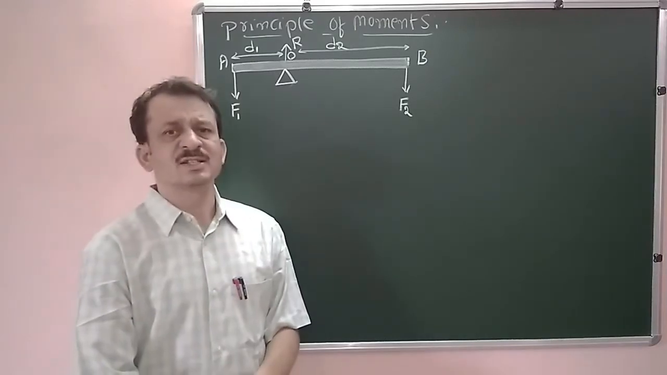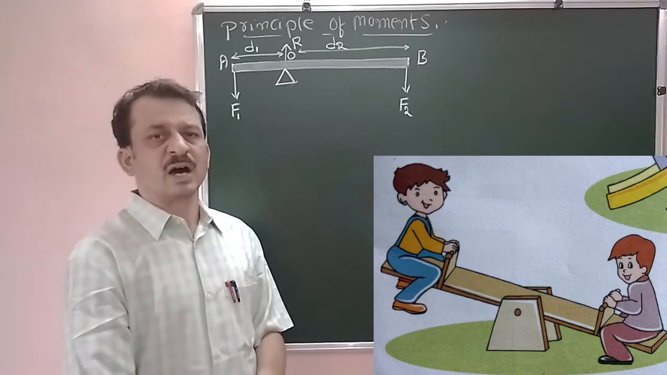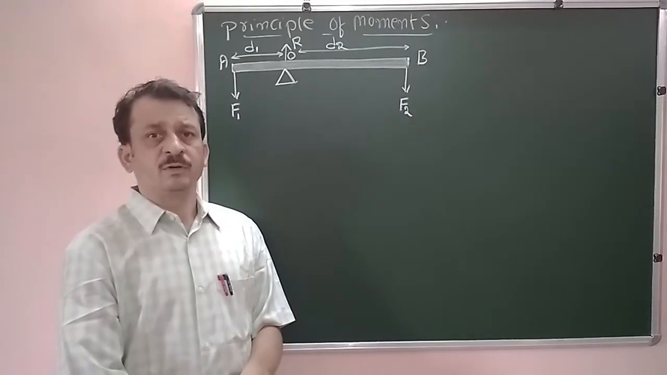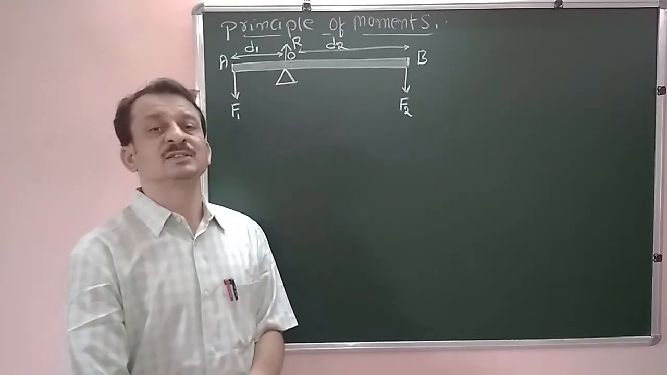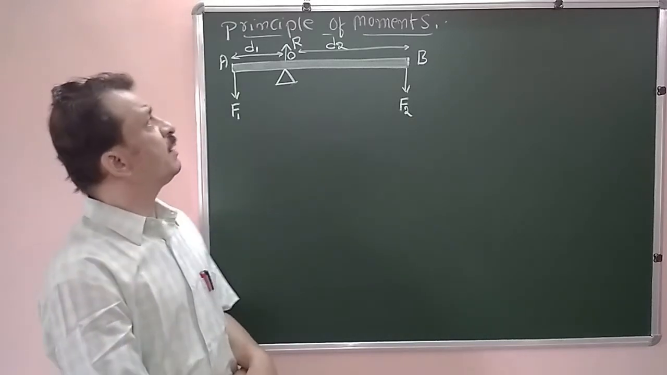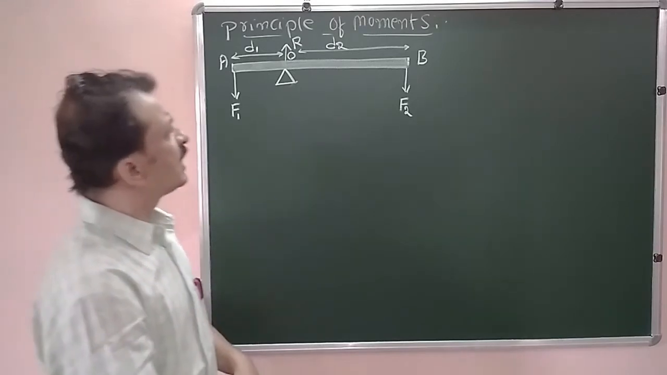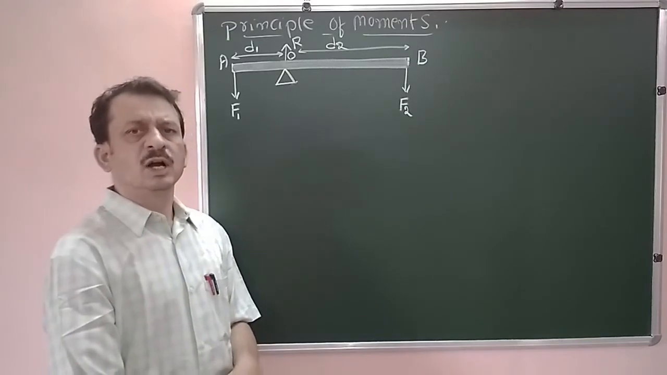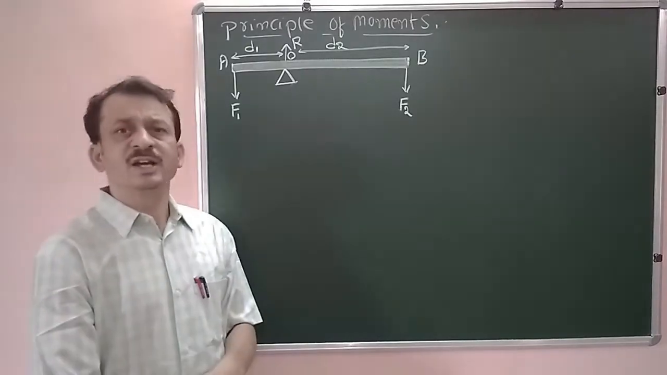Now the example for this lever system is a seesaw that we have observed in children's park, and also a beam which we are using in beam balance, physical balance, chemical balance. In that balance we are using a beam that becomes a lever. Now look here. In this case, two forces F1 and F2 are parallel to each other and are acting perpendicular to the lever.